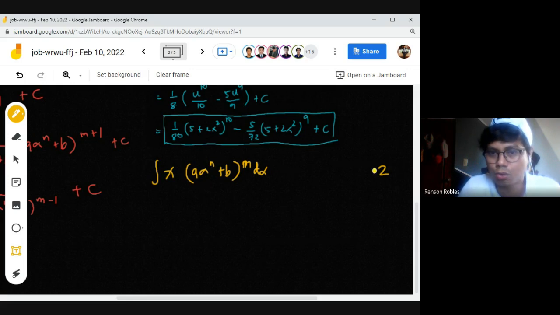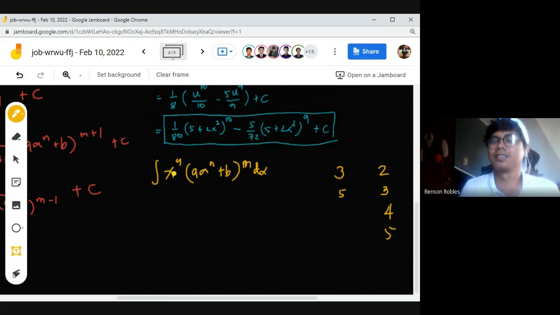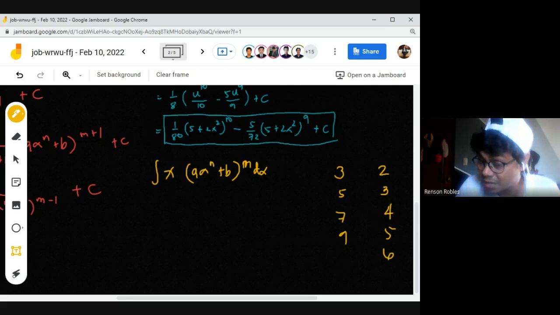again, if this is 2, siya ay 3. If this is 3, siya ay 5. The power of x here is 5. If this is 4, the power of x here is 7. If this is 5, the power of x here is 9. Okay? So this is 7, 9, 6. The power here is 11. 11 po.